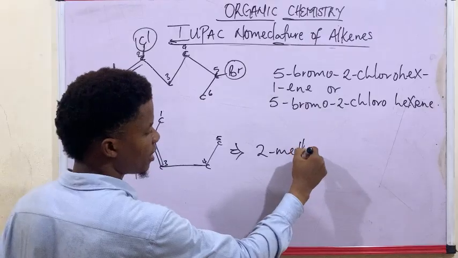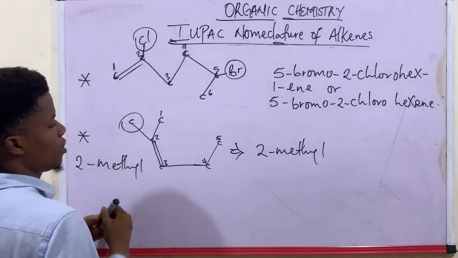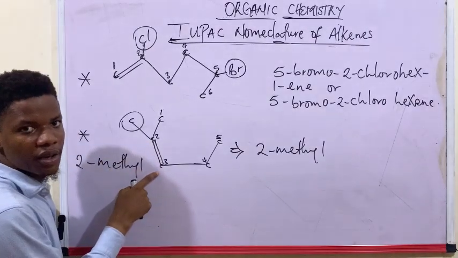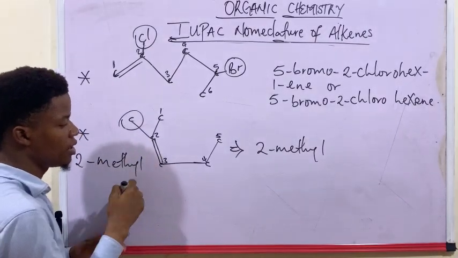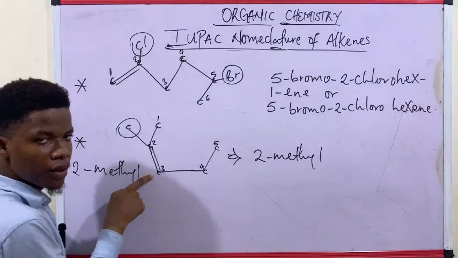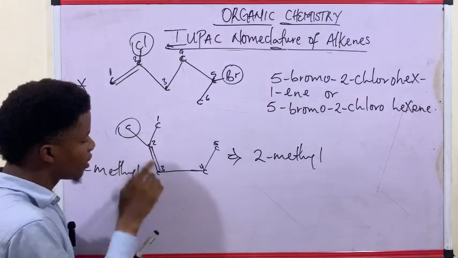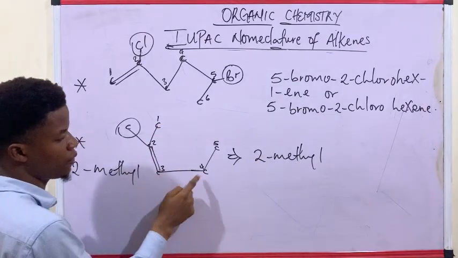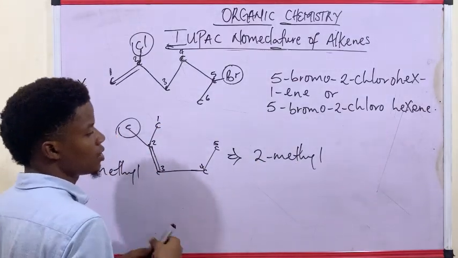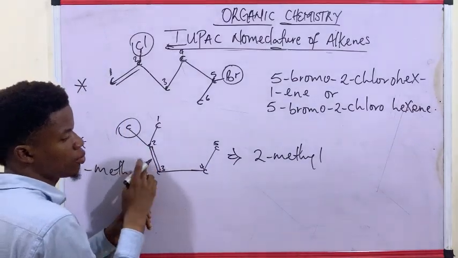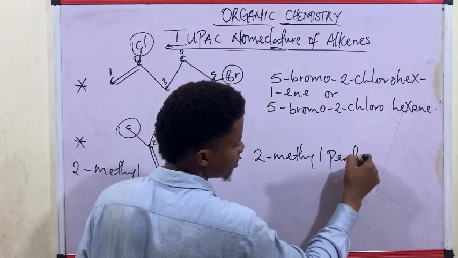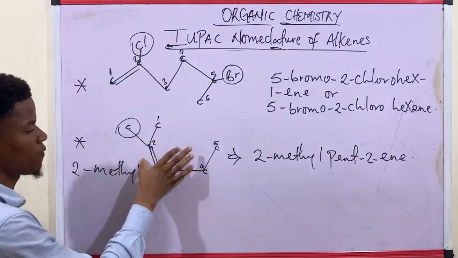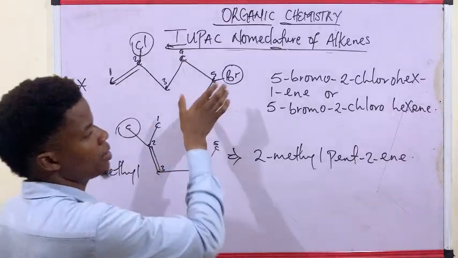So to name this, we have 2-methyl. Now, our double bond is between carbon 2 and 3. Between 2 and 3, which one is smaller? The answer is 2. Remember the parent chain is 1, 2, 3, 4, 5, pent. So that's 2-methyl, and the double bond is at carbon 2. It will now be 2-methylpent-2-ene. So this is the name of this compound, and this is the name of the other compound.